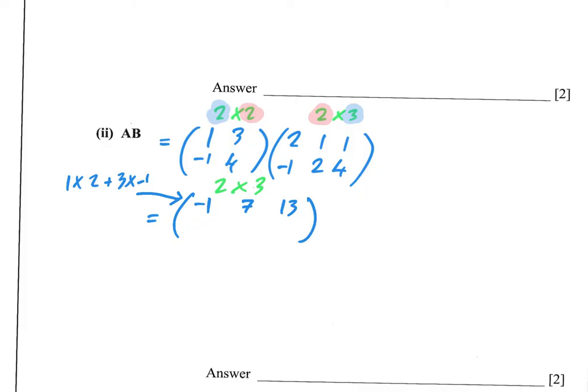Now the second row. Second row times the first column is minus 1 times 2 is minus 2, 4 times minus 1 is minus 4, minus 2 minus 4 is minus 6. Then second row, second column is minus 1 times 1 is minus 1, 4 times 2 is 8, minus 1 plus 8 is 7. And the last one, second row times the third column: minus 1 times 1 is minus 1, 4 times 4 is 16, minus 1 plus 16 is 15. And obviously you can do that on your calculator.